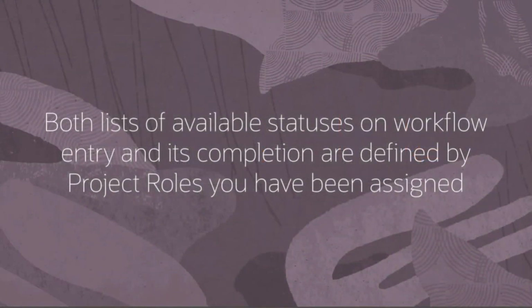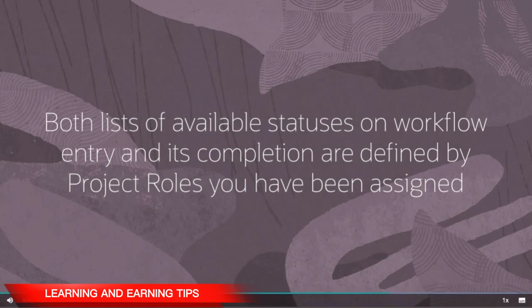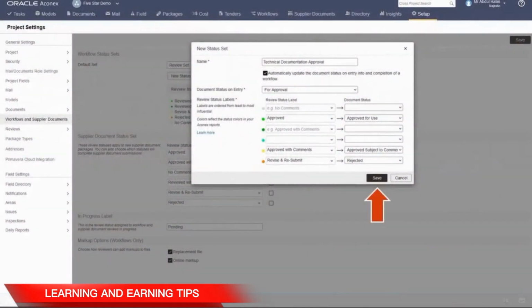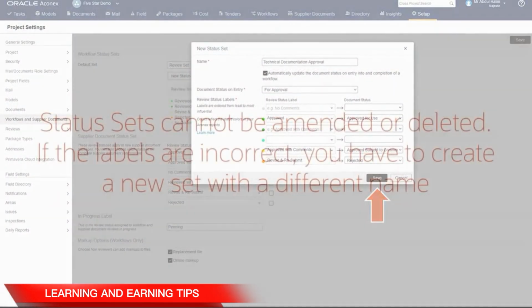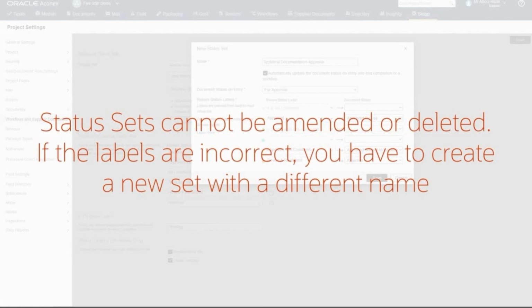Note that both lists of statuses on workflow entry and completion are defined by project roles you have been assigned. If you think you're missing some values, you'll need to review and update your project roles first. Next, we click Save to save the new status set. Now, once it's been saved, the status set cannot be amended or deleted. If the labels are incorrect, you'll need to create a new set with a different name.